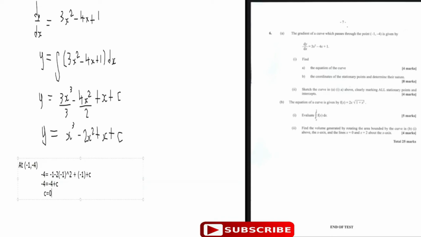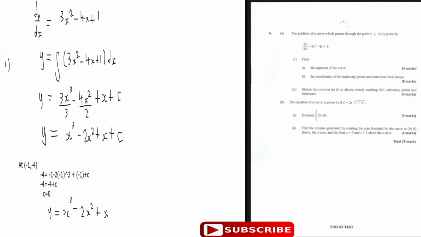So if the constant is 0, the curve passes through the origin. And so hence, this is part I, the curve is just going to be y is equal to x cubed minus 2x squared plus x. Nice and easy.